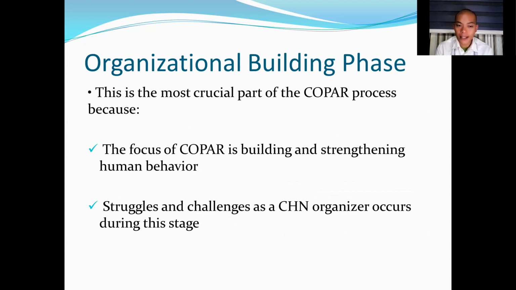It is also in the organizational building phase that struggles and challenges as a community health nurse organizer occur, because this is a more difficult part already. We are going to plan and implement and organize bigger projects. Unlike the come-on projects, which are very direct, very straight to the point projects. That's why they were successful, because they were straight to the point, they were easy to implement. But now we are already in the organizational building phase, where elaborate projects are being planned already. So as we go through harder plans, more elaborate plans, more people will be assigned different tasks. So this is where more struggles and more challenges will be encountered in this organizational phase.